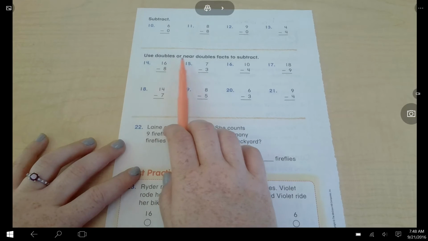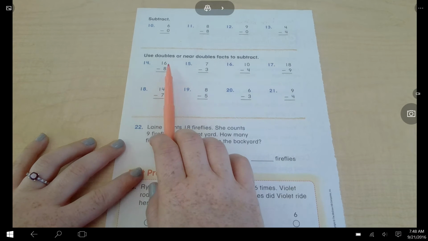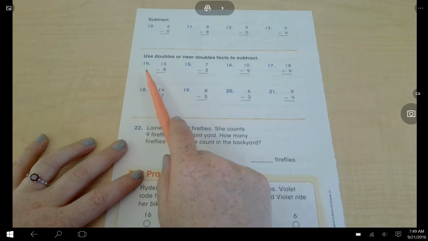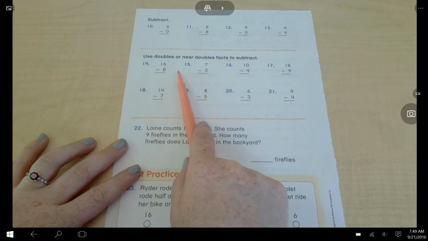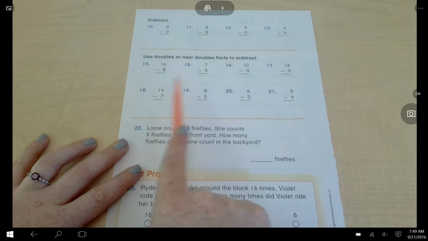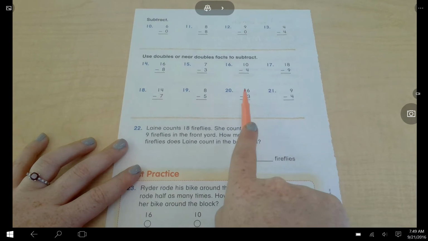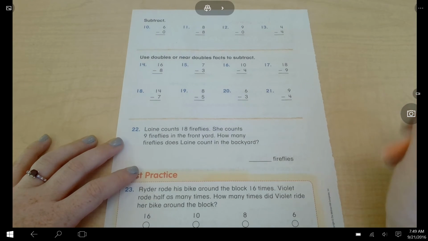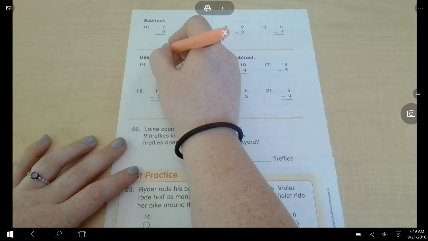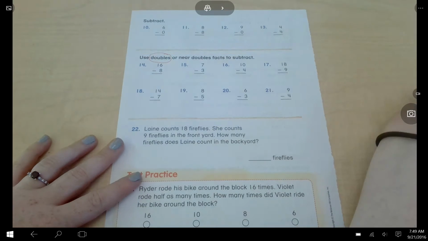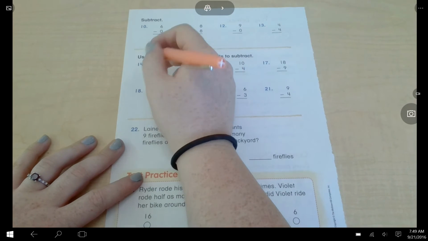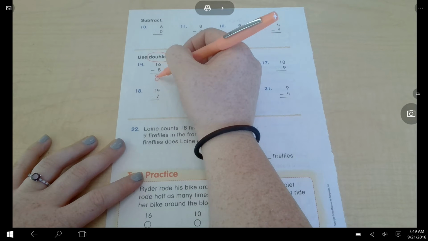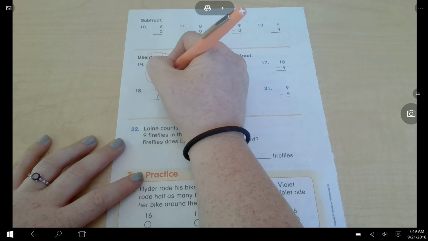Use doubles or near doubles facts to subtract. So I'm going to use doubles or near doubles facts to help me subtract. Do 14, 15, 16, 17, 18, 19, 20, 21. When you're done, I want you to circle doubles facts. So I'm going to show you what I mean. 16 minus 8 equals 8. These two numbers are the same, so this is a doubles fact. I'm going to circle it.